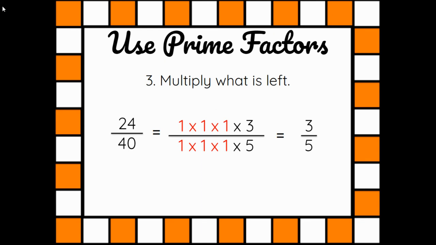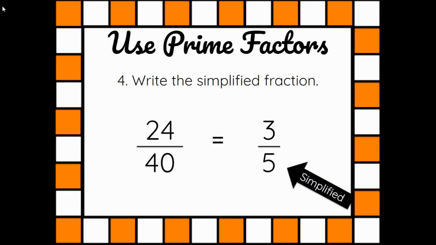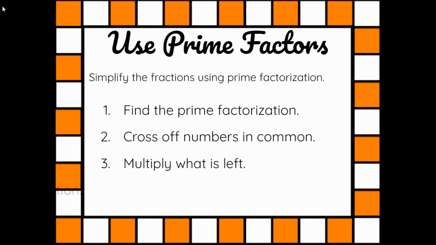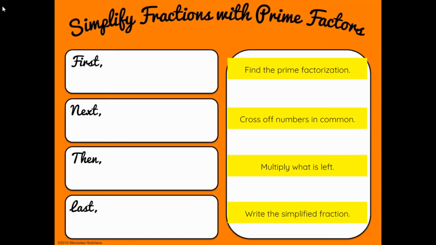We multiply what's left, and we get 1 times 1 times 1 times 3 is 3, and 1 times 1 times 1 is 5, times 5 is 5. We write the simplified fraction, 3 over 5. So again, to simplify fractions using prime factorization, find the prime factors, cross off the numbers in common, multiply what's left, and write the simplified fraction.